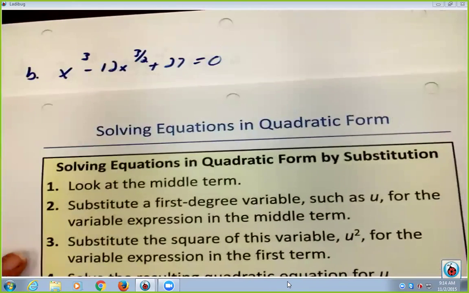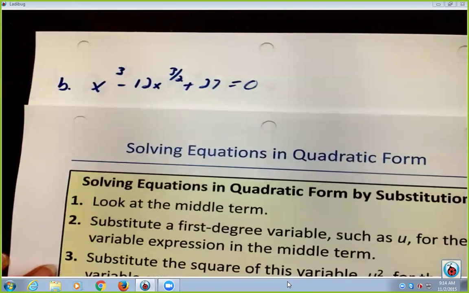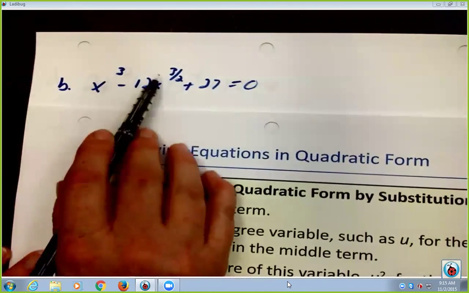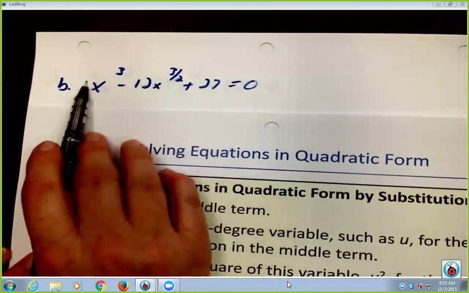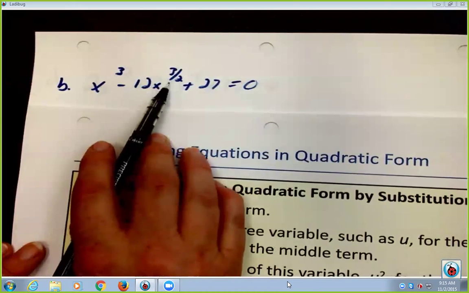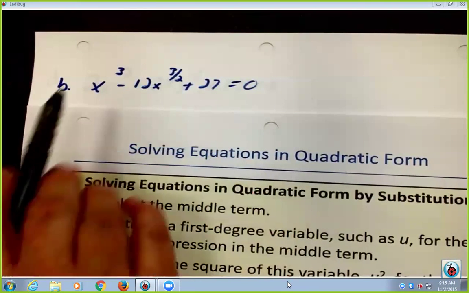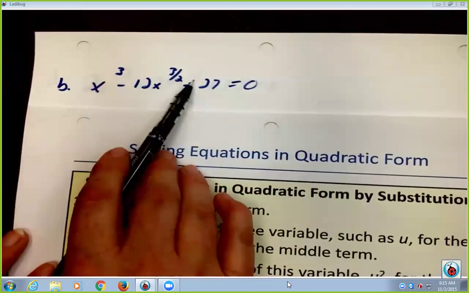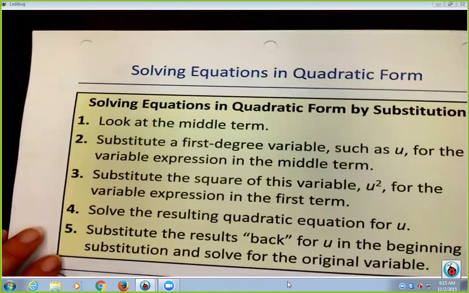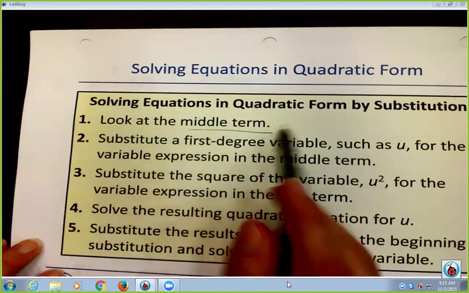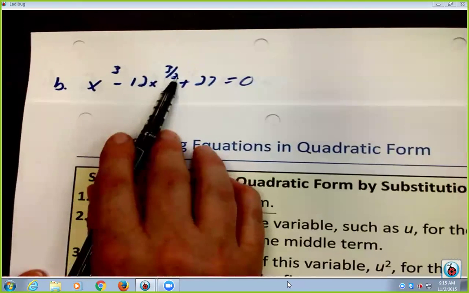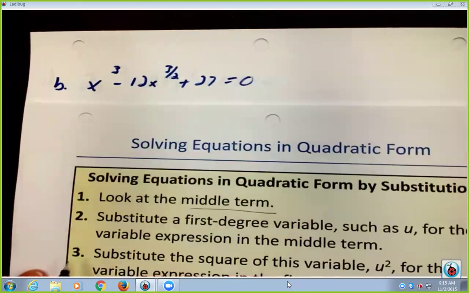I think maybe if I show you one, that might end up helping. Here's one of them. It's strange because it's got different types of values in here, and it doesn't look like a regular quadratic, but it really is. So in most cases, these are all factorable when we work with them. So what we're going to do to take care of that is look at the middle term. In this case, my middle term is negative 12x to the 3/2 power.